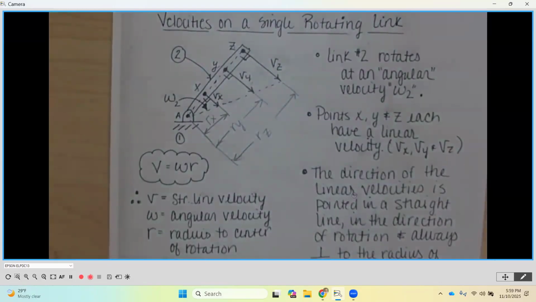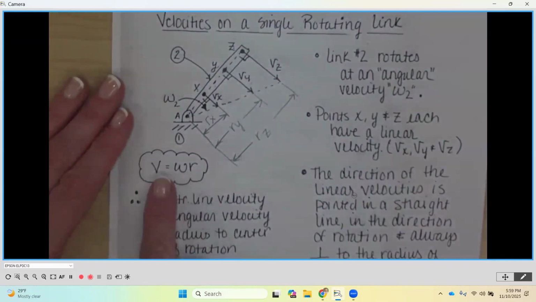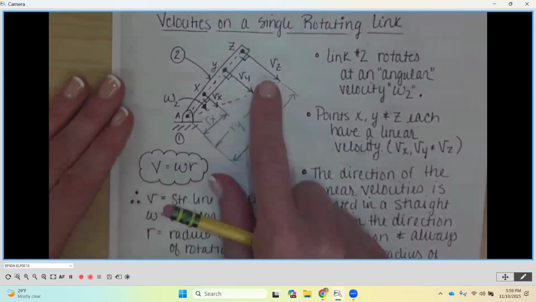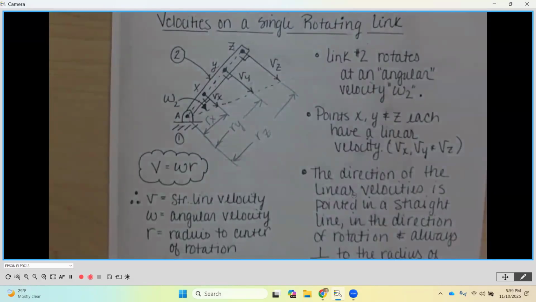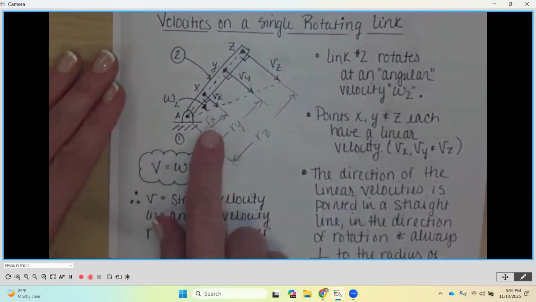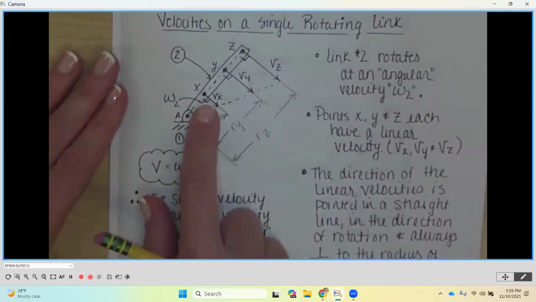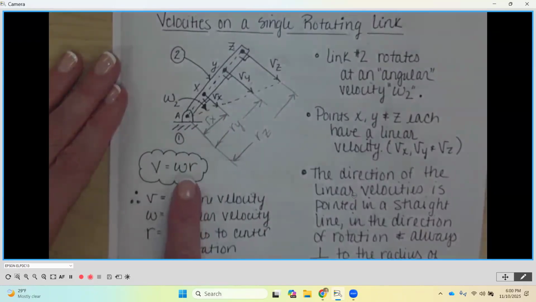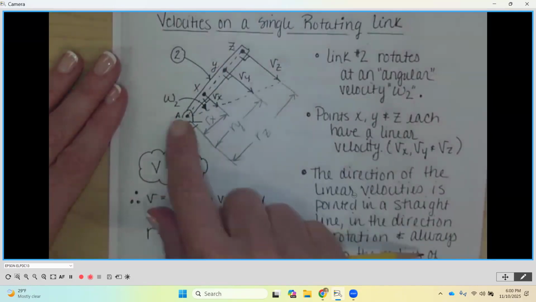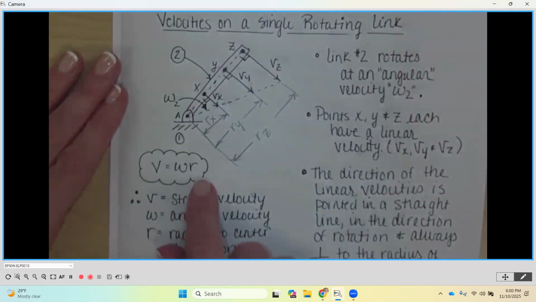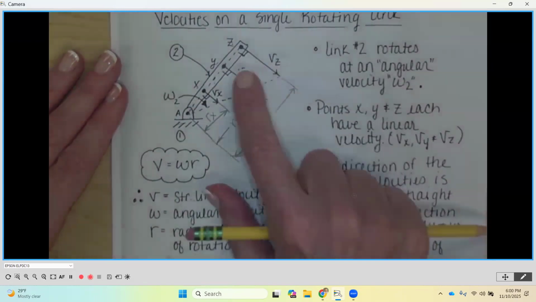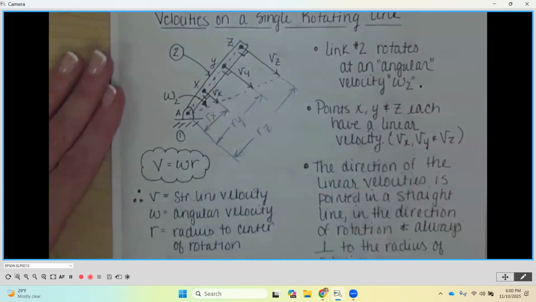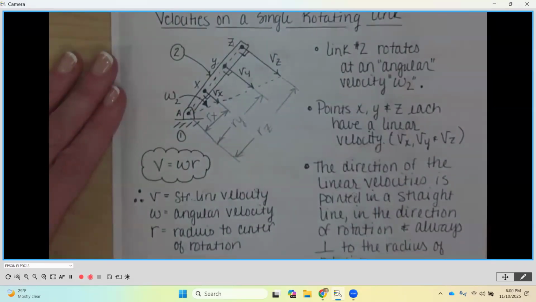Okay. Now, the reason I want to point that out and show that is because now that starts to make clear why our velocities are getting greater as they go further away from that center of rotation. You'll notice here that Rx is the smallest radius, and you'll notice that our Vx is the smallest length vector. So V is going to have the same W for each one of these because they are all on the same link, but the thing that varies is going to be R. So as I get further away, those velocities get greater because our radius gets larger. Does that make sense to everybody?